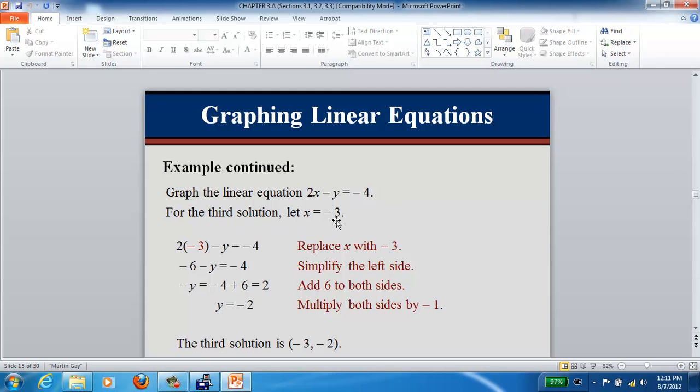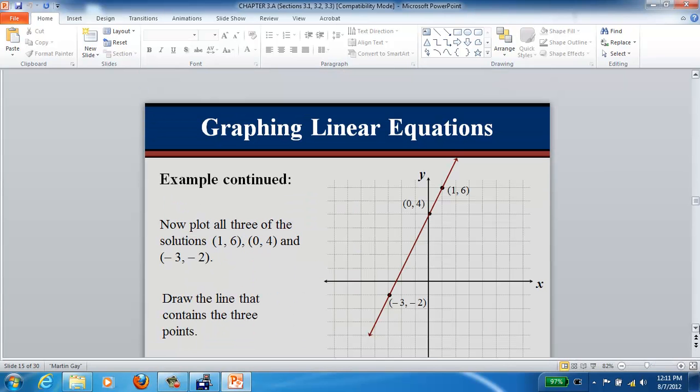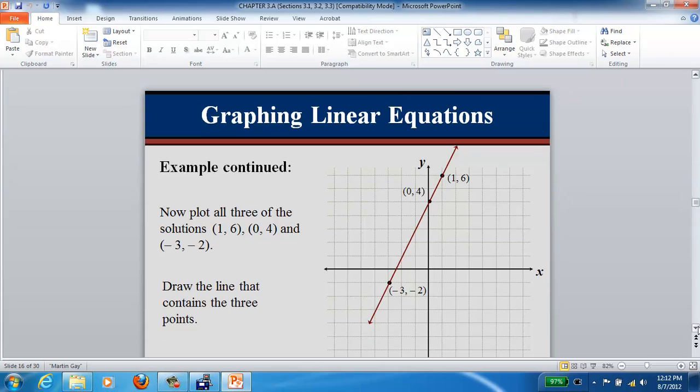Let x equal -3, which is your third point. Substituting -3 for x and solving for y, y is equal to -2. Therefore, your third solution is (-3, -2). Plotting your three points, you have your y-intercept (0, 4), (1, 6), and (-3, -2). Connecting the points, there is your line.